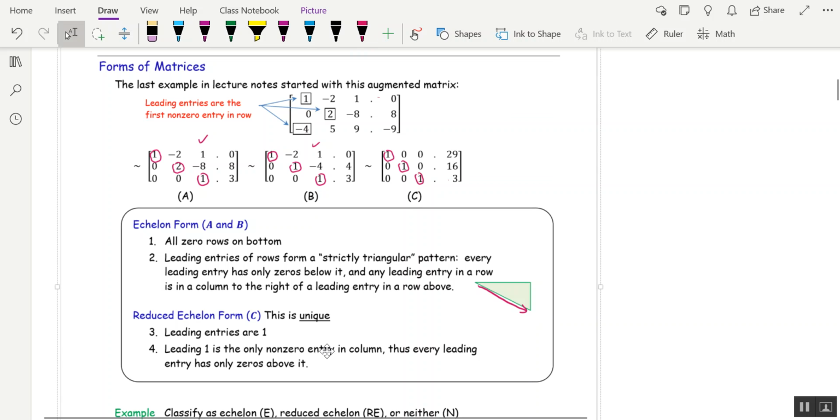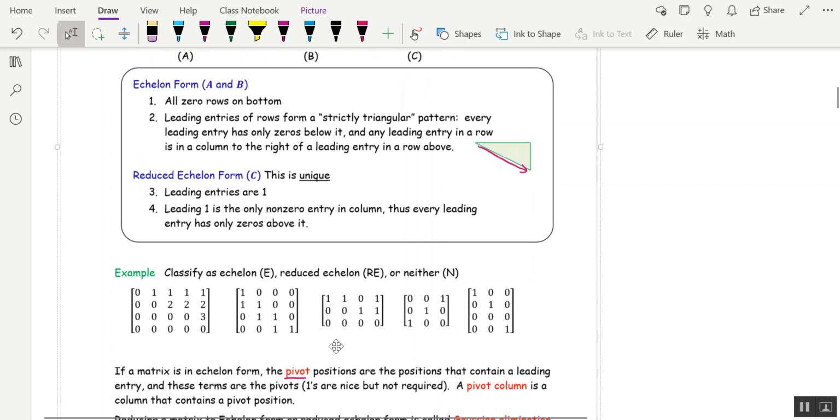Okay, so let's practice just identifying matrices as being in one of these forms. So when I'm classifying a matrix, I circle the leading entries. And in this case, my leading entries have zeros below. Each leading entry is to the right of the one above. It's okay if they have to miss a step, like between rows 2 and 3, the leading entry jumps from column 3 to column 5. That's okay. So this one's in echelon form.